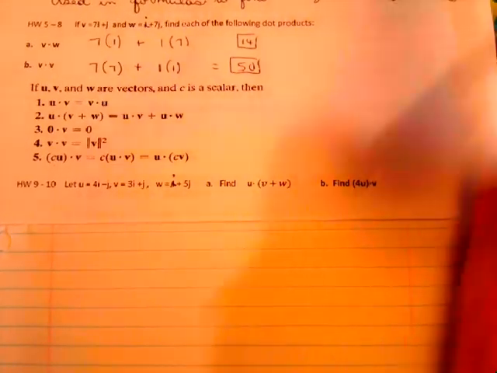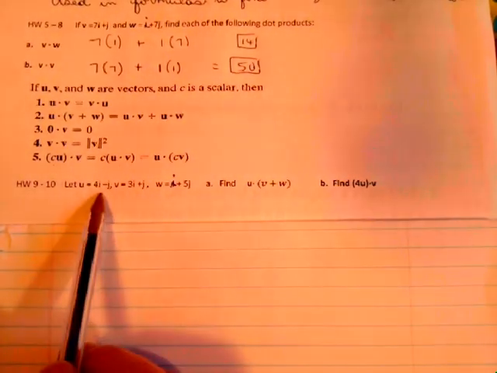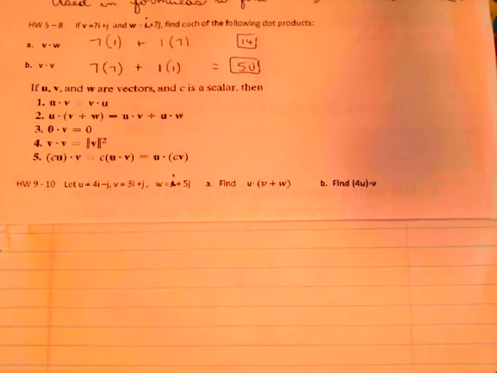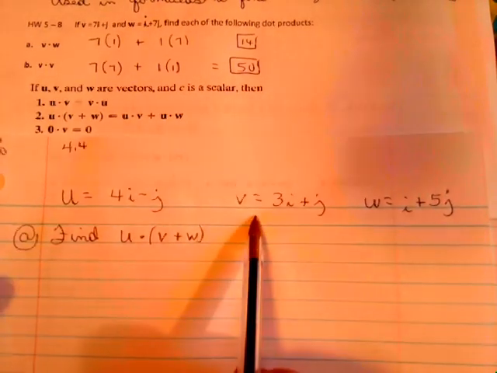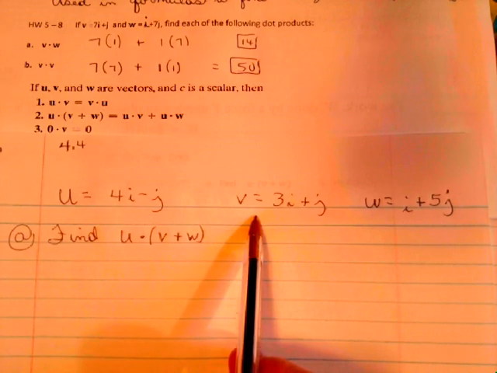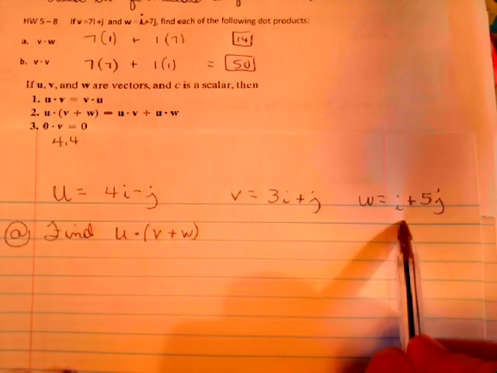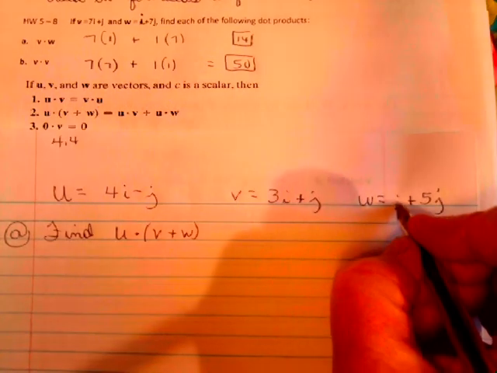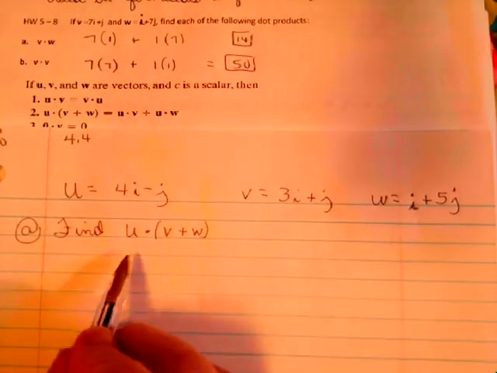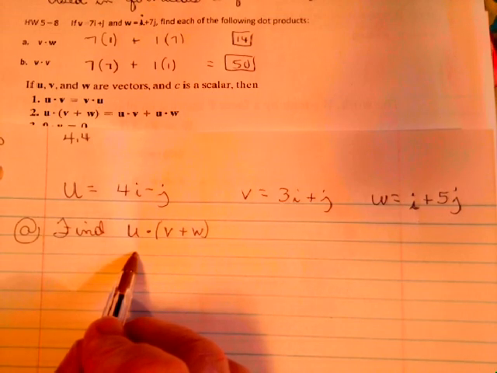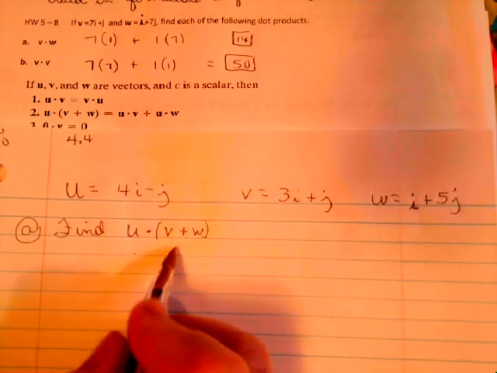9 and 10. Let u equal 4i minus j. Let's write this a little bigger so it'll make it a little easier. v equals 3i plus j. w equals, that's supposed to be i plus 5j. They want me to find u dot v plus w.